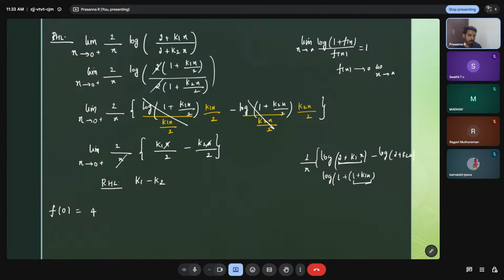If you write 2 as 1 plus k1x, now you can treat this as f of x, log of 1 plus f of x, but your f of x is not tending to 0 when x is tending to 0, it is tending to 1, right? That is why we are not doing like this. In order to make your f of x tend to 0, you have to take 2 outside and then cancel 2 and then make use of log a minus log b.